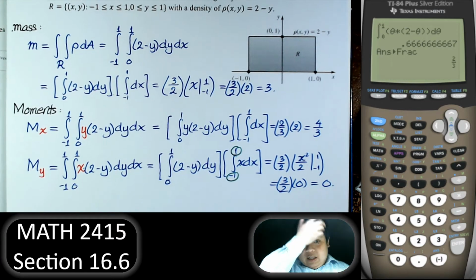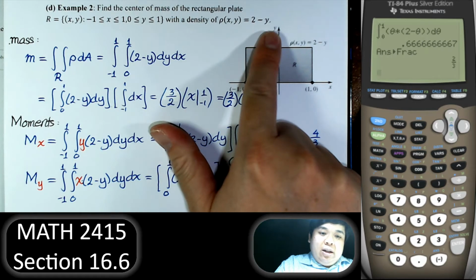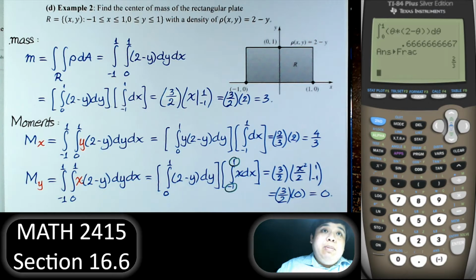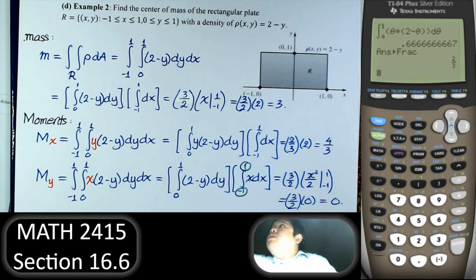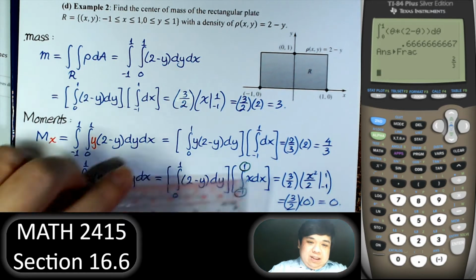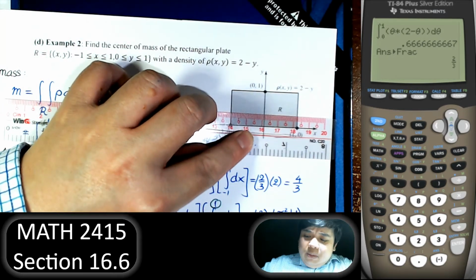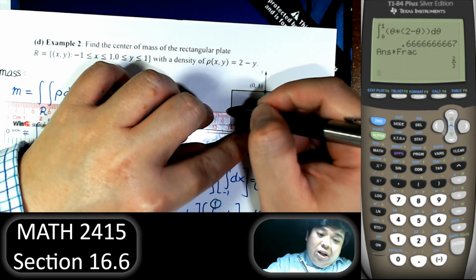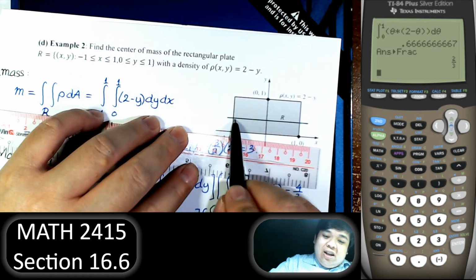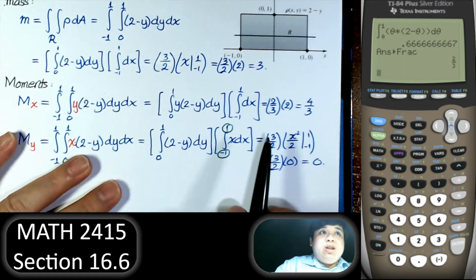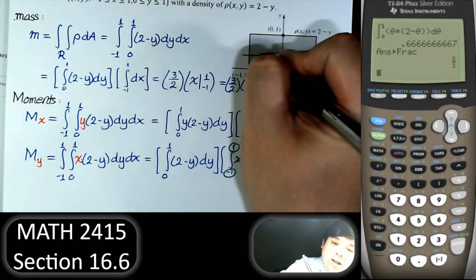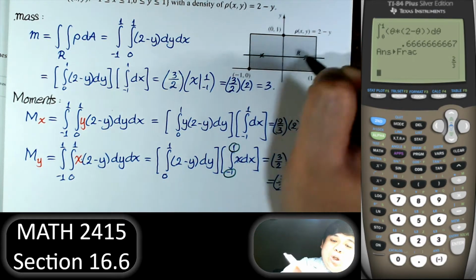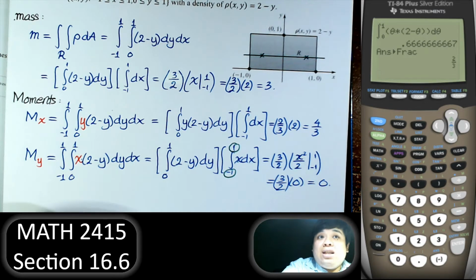So think about this. This one has density of 2 minus y, meaning that the density only depends on y, right? Think about that. Density only depends on y. Since the density only depends on y, everything on the same line here has the same y value, therefore has the same density, right? Now, if you have a point here and a point here, the density would be the same. Therefore, the mass should be the same.